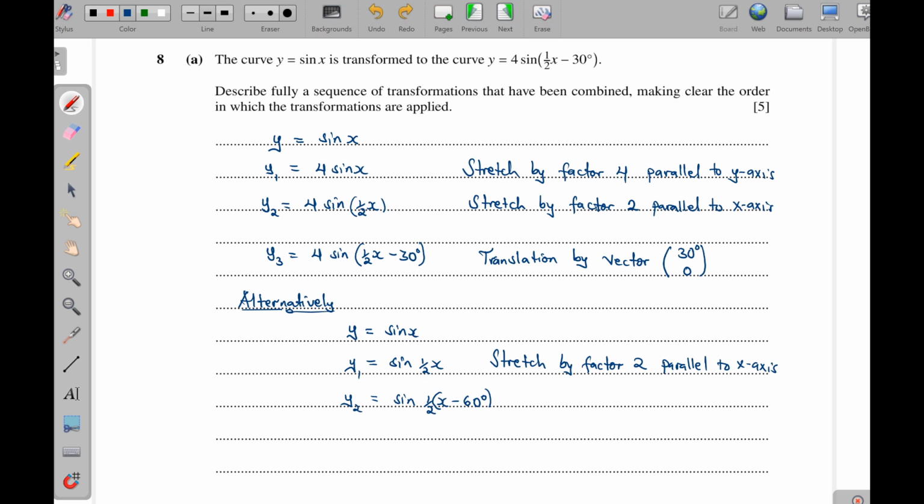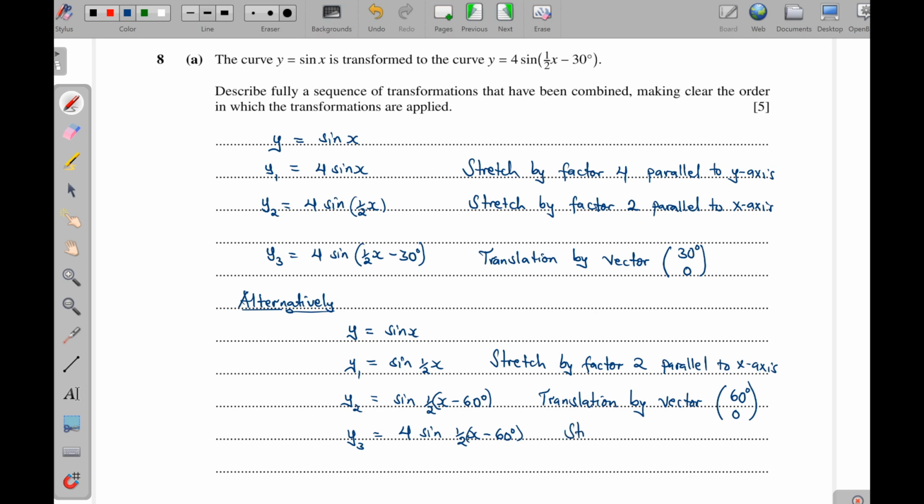So meaning this one will give us translation by vector (60, 0). You see that? Then next, we can now go to the stretch in the y direction. So we shall have 4 times this one we are having here, a half of x, then minus the 60 here.